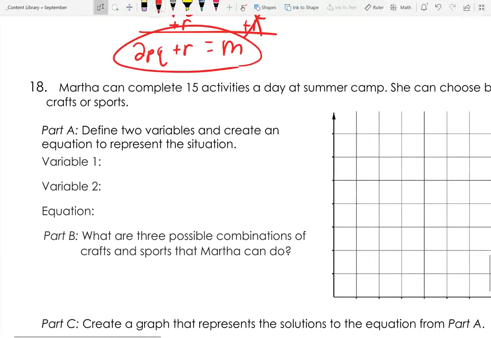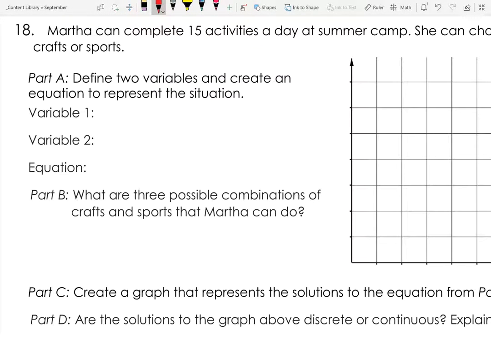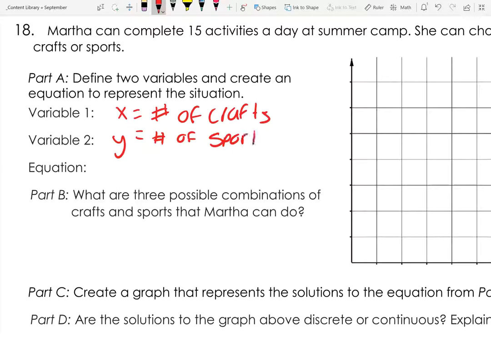And now, final question. Martha can complete 15 activities a day. She can choose between crafts and sports. So variable 1 is what we don't know: how many crafts and how many sports. So X will represent the number of crafts that they do, and we'll let Y be the number of sports that they do. So the equation, because they're doing 15 activities, is the number of crafts, X, plus the number of sports, Y, is equal to 15 activities. So if you add up the total between them, you would get 15.